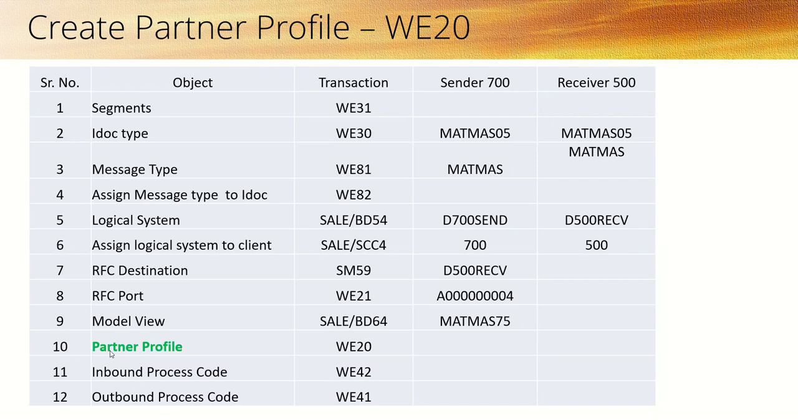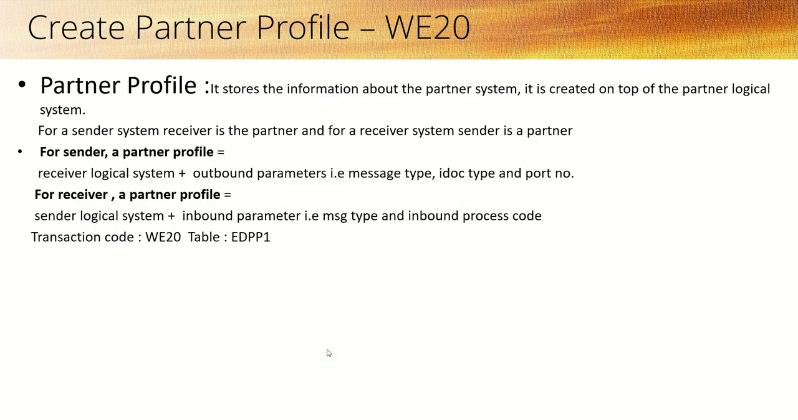Now we'll create the partner profile. Transaction code for the creation of partner profile is WE20. For the partner profile, we have to consider the sender and the receiver system. For a sender system, the receiver is the partner, and for a receiver, the sender is the partner.